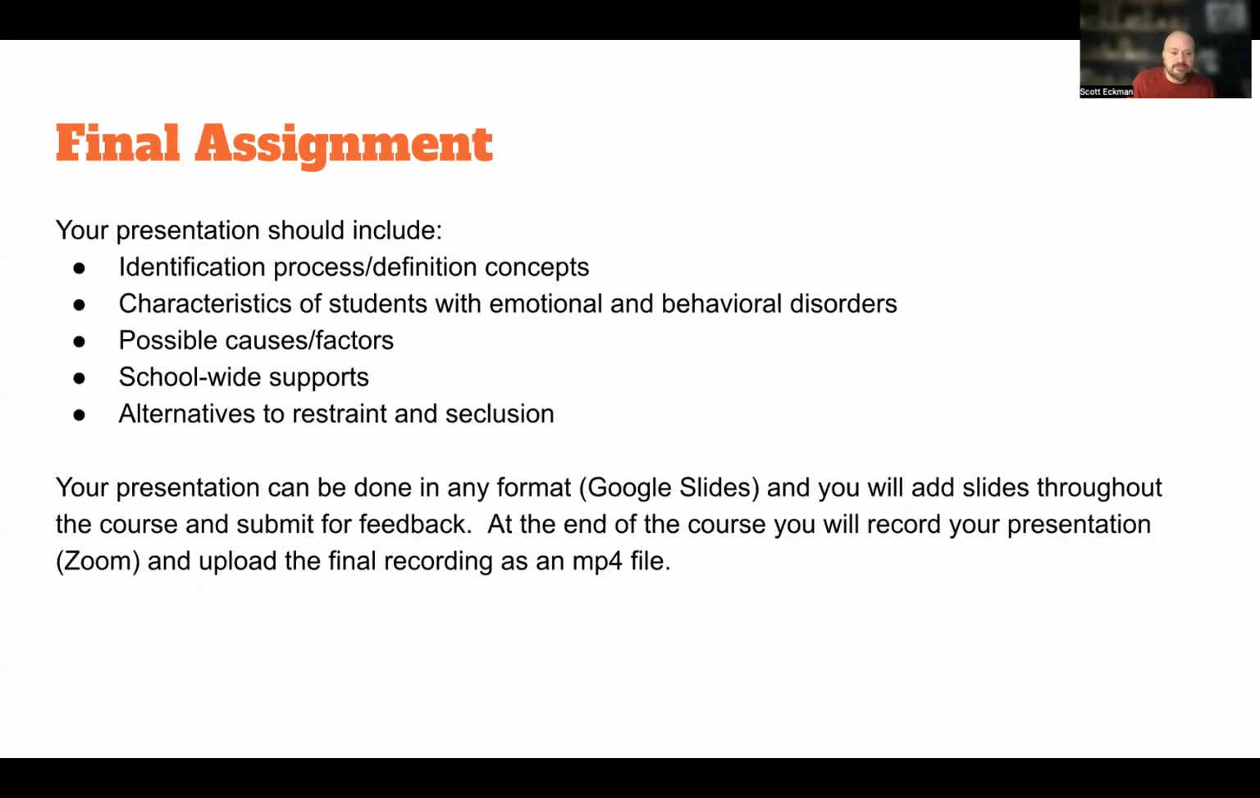Here's a little bit more guidance on that final assignment. We're going to make sure that we're including things such as the identification process and definitions, concepts, characteristics of students with emotional and behavioral disorders, some possible causes and factors, the school-wide supports that we provide, and some ideas and alternatives to restraint and seclusion. As I mentioned, it can be done in formats such as Google Slides, similar to my presentation now. You're going to add slides throughout the course, and then you'll record it and submit the final recording as an MP4 file. But we will continue to talk about that as we go along.